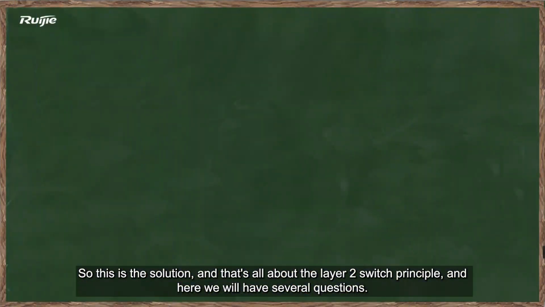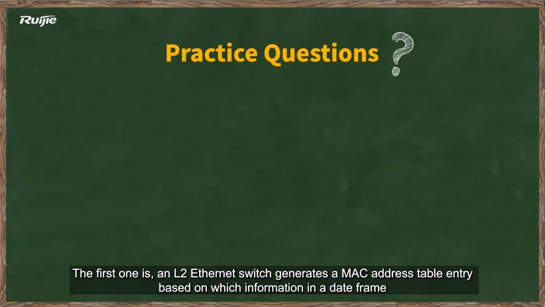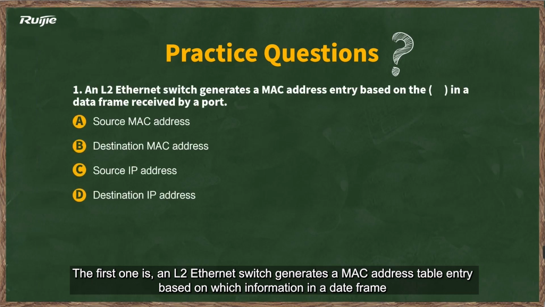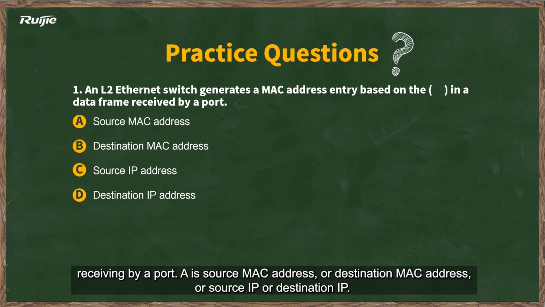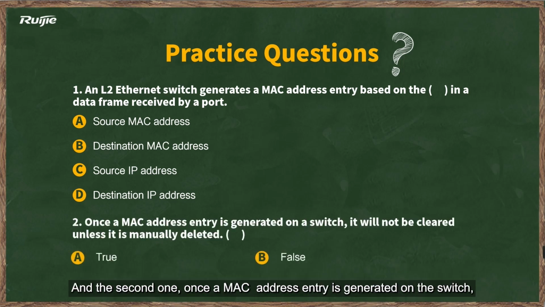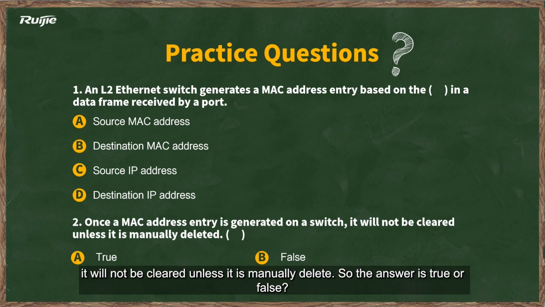And here we have several questions. The first one is: an L2 Ethernet switch generates a MAC address table entry based on which information in a data frame received by a port? A is source MAC address, or destination MAC address, or source IP, or destination IP. And the second one: once a MAC address entry is generated on the switch, it will not be cleared unless it is manually deleted. Is the answer true or false?